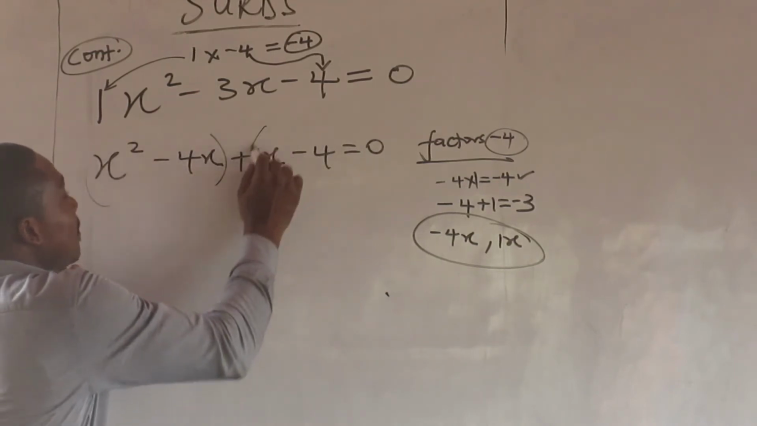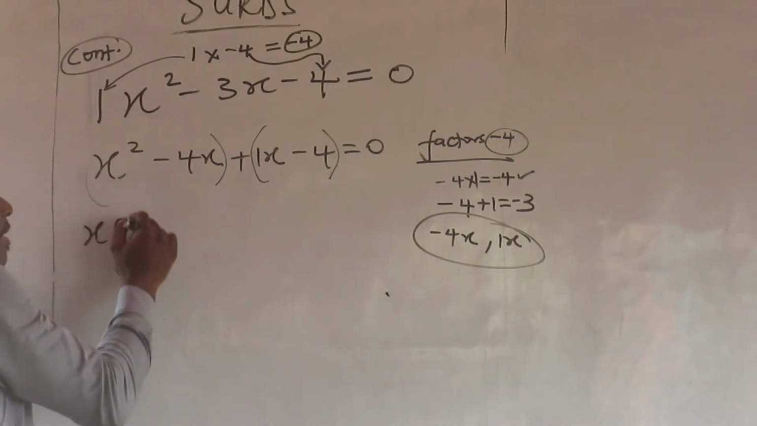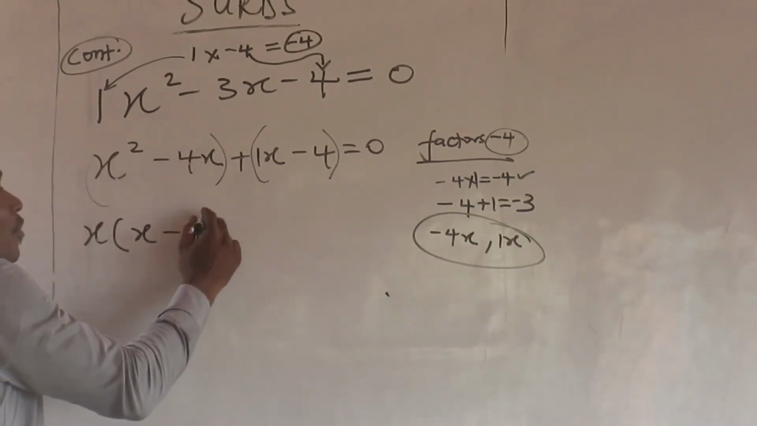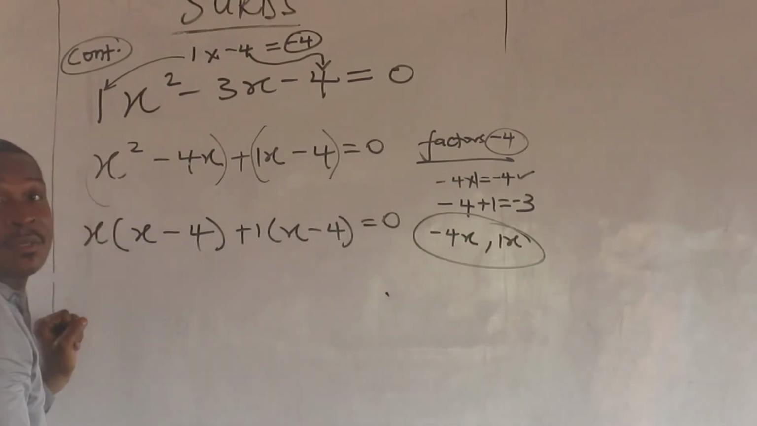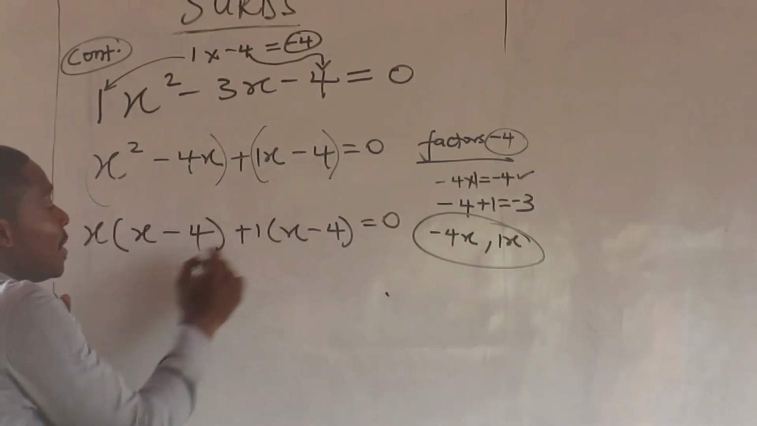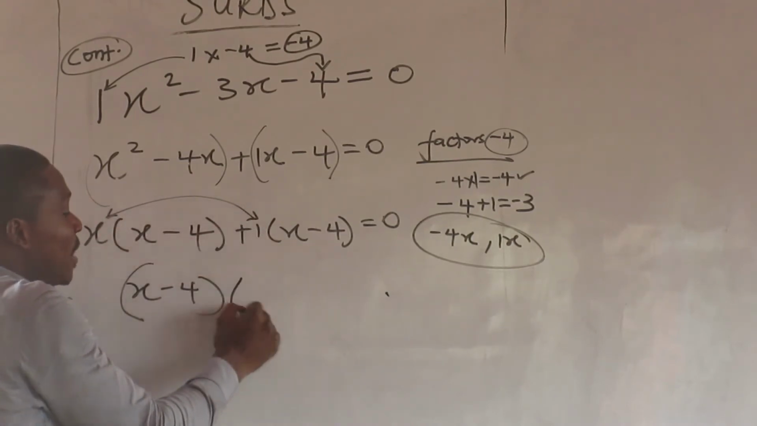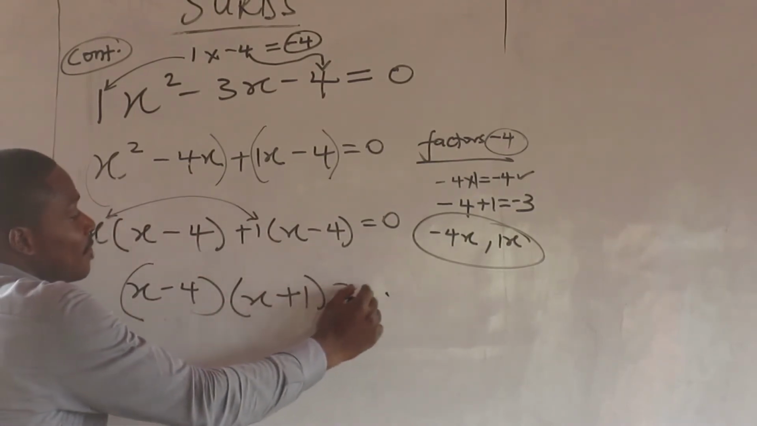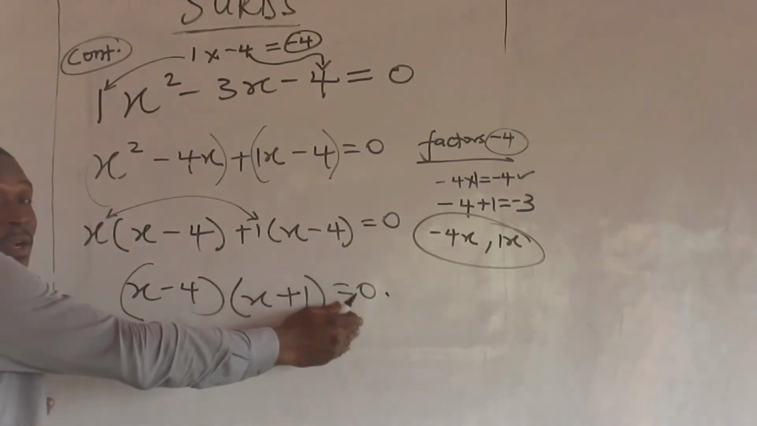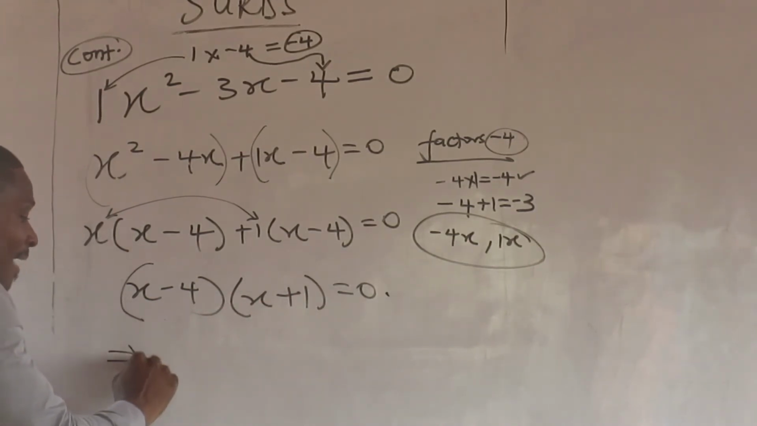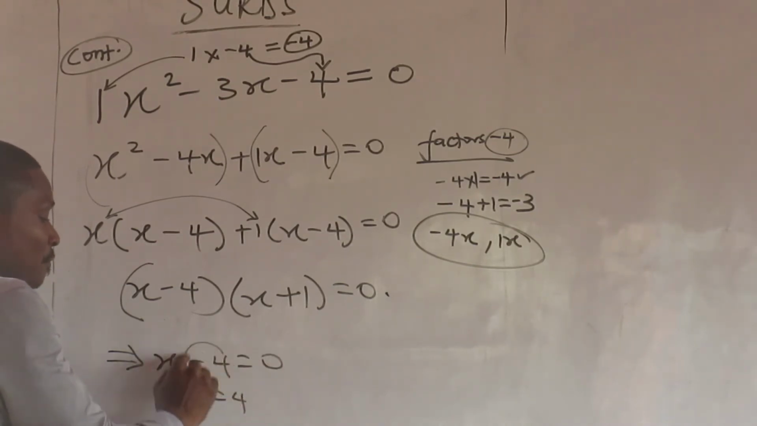So 1, 2, 3, 4. There are 4 terms. I can do my method of grouping from algebra. I factor x out, x minus 4. Then 1 out, x minus 4 equals 0. They are the same. Factor 1. Now put the outsiders together, you get this. Now when you have a quadratic equation or expression like this equals 0, what do you do? Implication. The whole of this is equal to 0. So x equals 4.